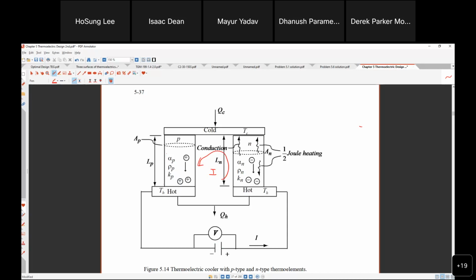Now current is passing, and electrons are moving. You can look at that. Current is passing, electrons are moving, holes are moving, and then there is heat, and I said it is cooling now. Again, I said that this is TC and this is TH. Usually it becomes cold, so typically TC and TH. The temperature difference is always TH minus TC.